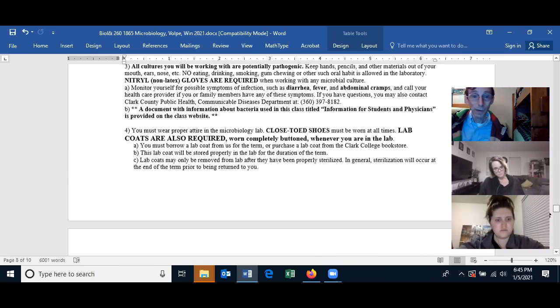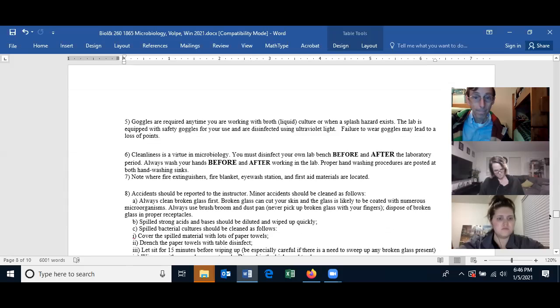Lab coats are required. You must wear closed-toed shoes, not open-toed shoes, in the lab. You must wear gloves while you're in the lab. When you're using a splash hazard, anything that could splash into your eyes, like a liquid culture or bacteria, you must wear goggles.